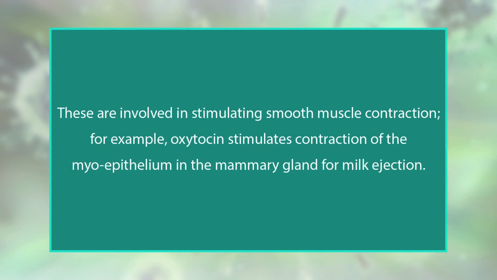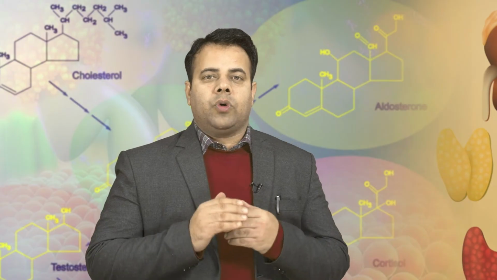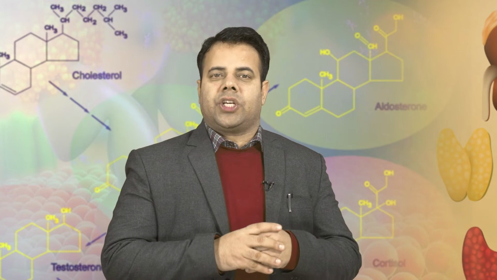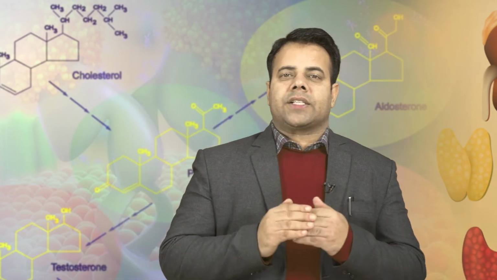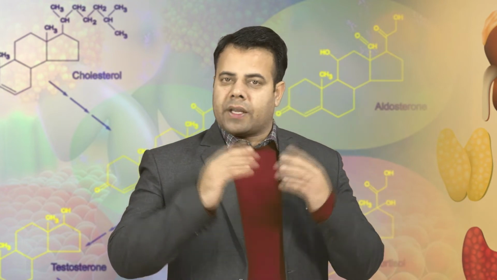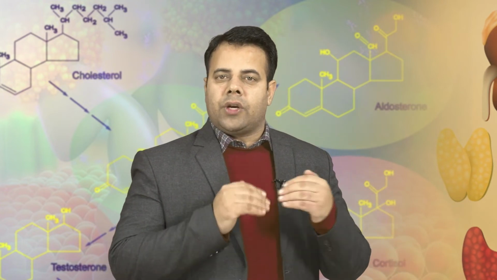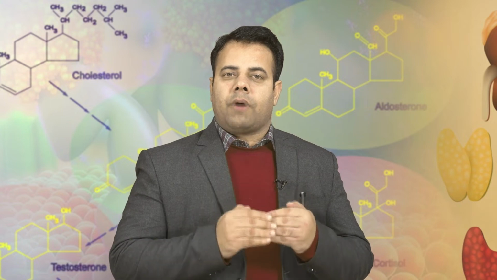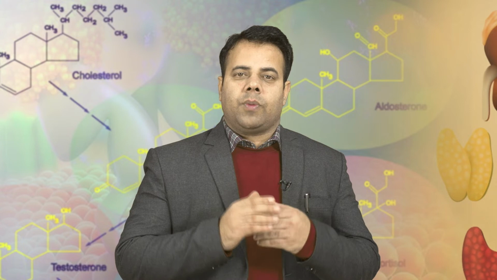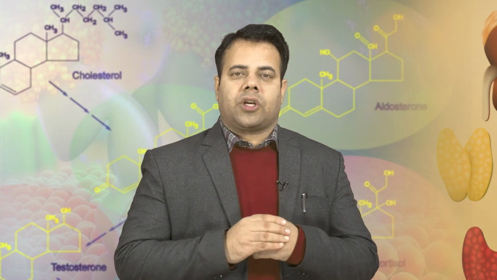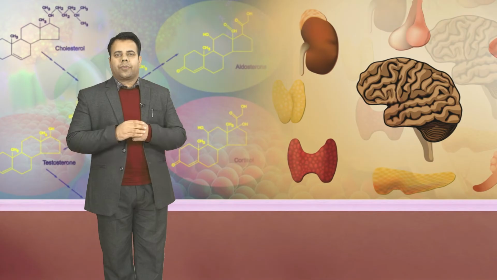For example, oxytocin stimulates contraction of myoepithelium in the mammary glands for milk ejection. Hormones affect exocrine secretions. For example, secretin, a peptide hormone from intestinal mucosa, stimulates pancreatic secretions. Hormones also control endocrine secretions, and a number of tropic hormones from the anterior pituitary gland can stimulate or inhibit hormone secretion from the target organs.